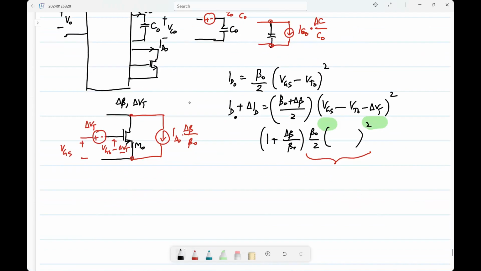So let's say I want to combine both effects as a voltage in series with the gate. So what would that voltage source be? That is, I don't want to have two sources, but I want to have a single source. What would that voltage source be? Minus. Why minus?